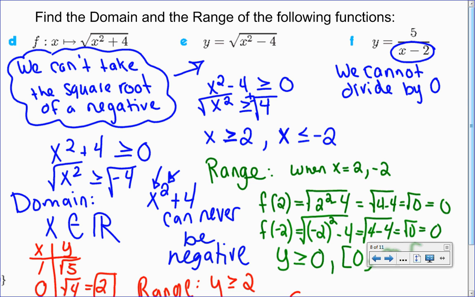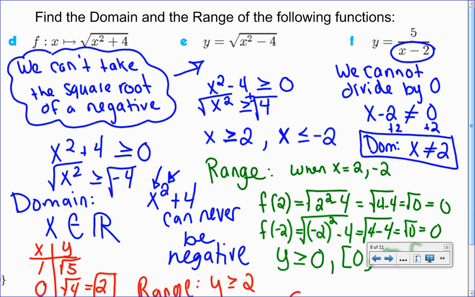Okay, so we want to make sure that x minus 2 does not equal 0. Our denominator doesn't equal 0. If we add 2 to the other side, we get that x does not equal 2. And that's our domain. And again, we'll look at range when we look at asymptotes.